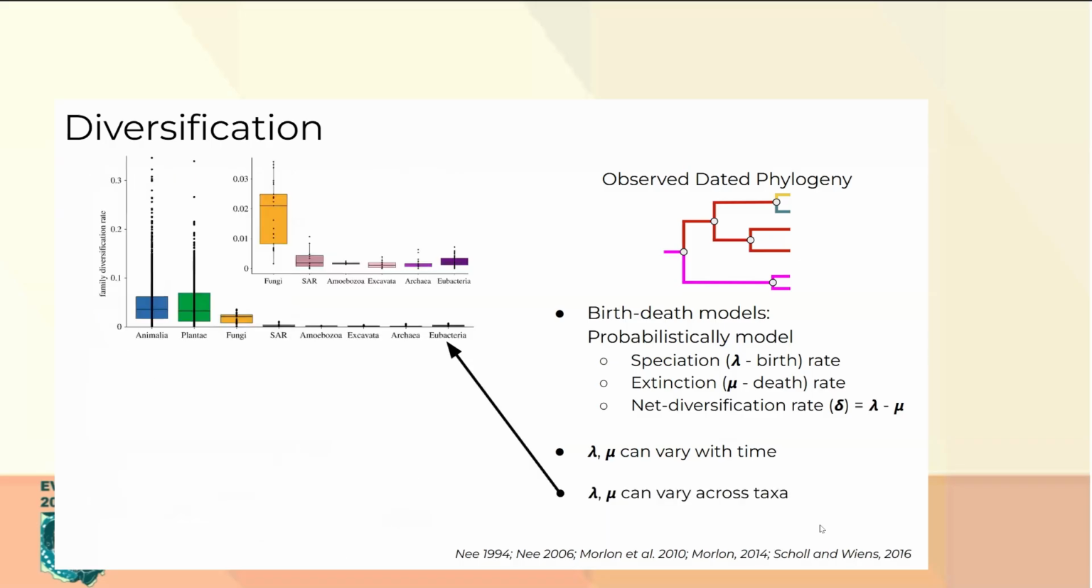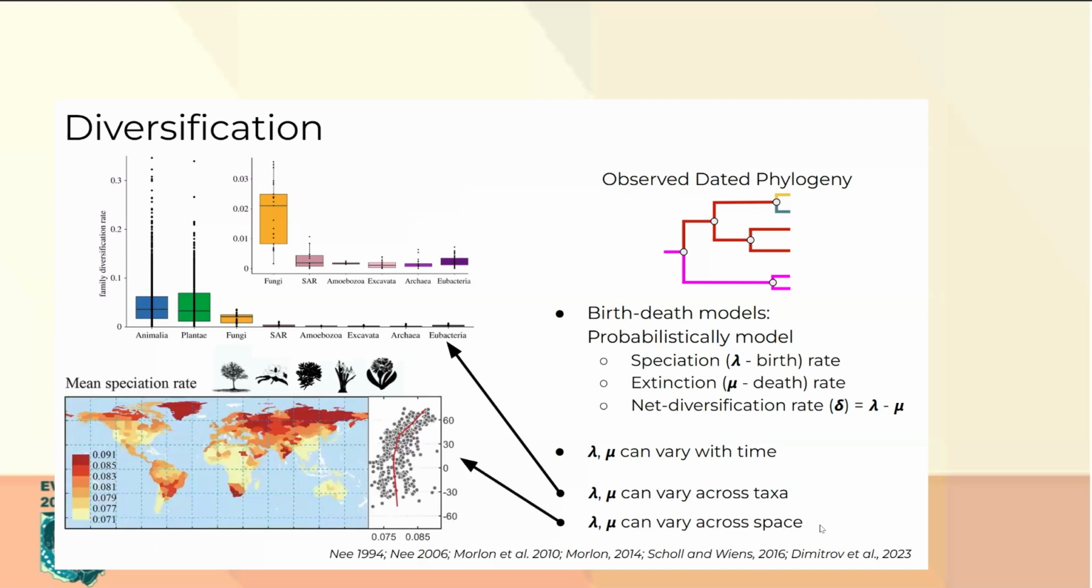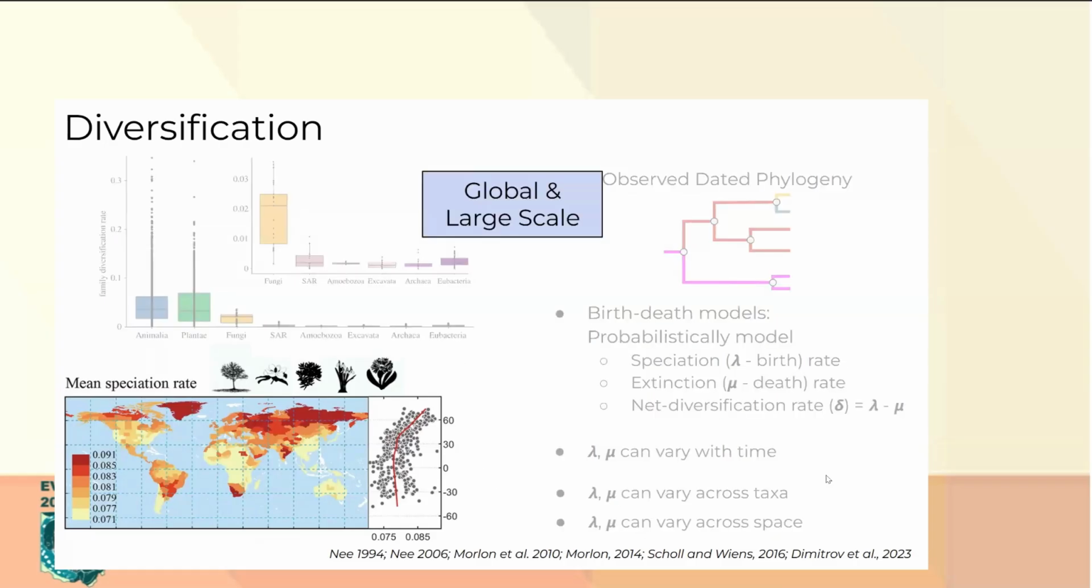And there's enough literature indicating that the diversification rates, speciation and extinction, both of them can vary across different kinds of taxa and different kinds of lineages within a particular group of organisms. And then they can also vary across space. And these are global and large scale level patterns. But as we move towards the regional level patterns, the same dynamics hold true, where the speciation and extinction rates can vary across time, taxa, and space.